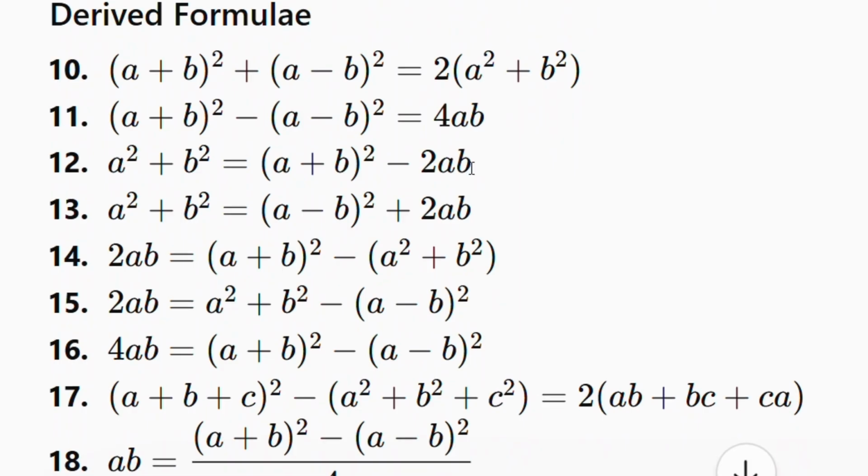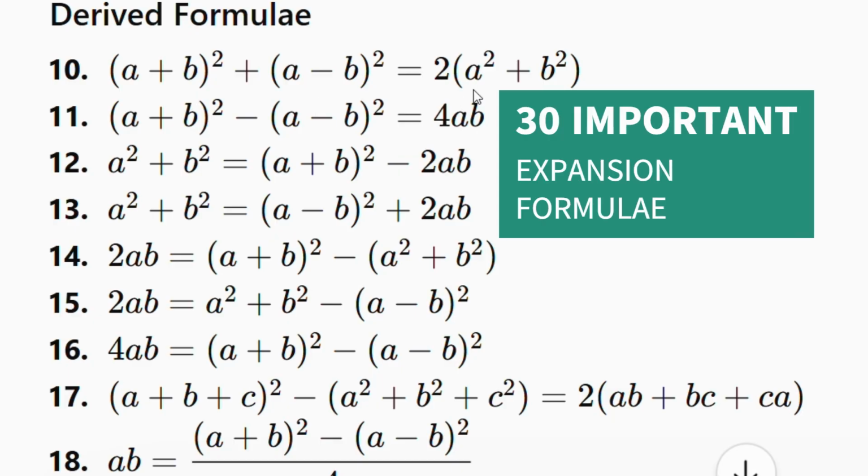Derived formula: (a + b) whole square plus (a − b) whole square. This is a square plus b square plus 2ab, a square plus b square minus 2ab; plus 2ab and minus 2ab cancel. So this is 2 times (a square plus b square). (a + b) whole square minus (a − b) whole square: this is plus 2ab plus 2ab, 4ab. a square plus b square will be cancelled. a square plus b square plus 2ab minus a square minus b square plus 2ab. So this is your 4ab.